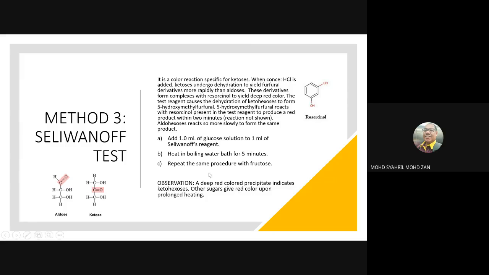Okay. So kenapa berlaku tu? Sebab ketose boleh membentuk furfural derivative. Aldose boleh juga bentuk, tapi kedudukannya membezakan bentuk furfural tu. Okay. So once ketose membentuk furfural derivative, dikira sebagai 5-hydroxymethyl furfural. So this 5-hydroxymethyl furfural akan bergabung dengan resorcinol dalam kita punya Seliwanoff solution tu dan membentuk warna merah. Okay. Deep red, merah gelap.